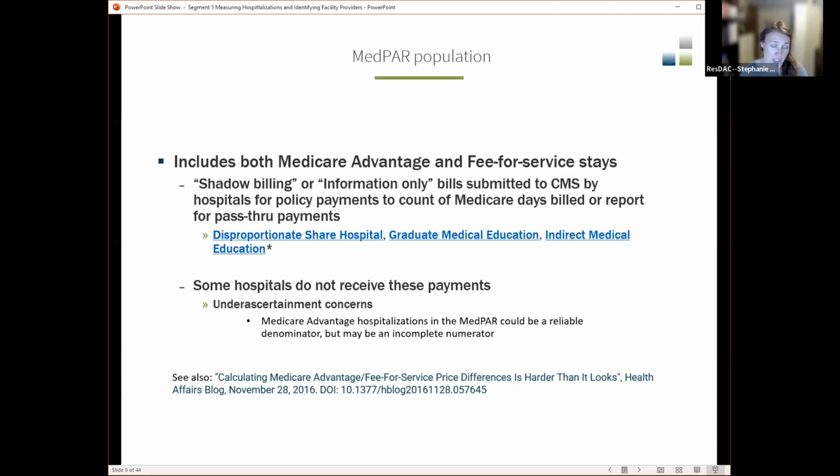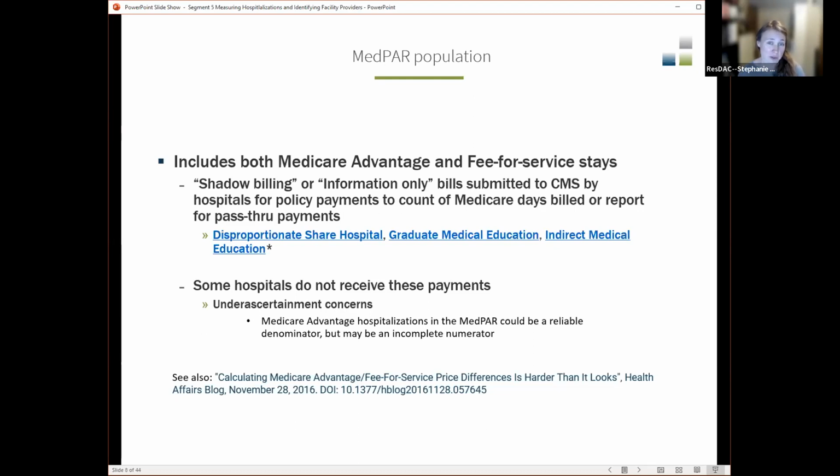For indirect medical education, they actually pay the hospital based on what the fee-for-service IME payment would have been. So they need to have information about whether a patient was seen and what their needs were. Now, some hospitals don't receive these payments. They may not receive a disproportionate share payment because they don't serve a disproportionate number of uncompensated care patients. Some don't have teaching programs, so they're not using residents to care for their patients.